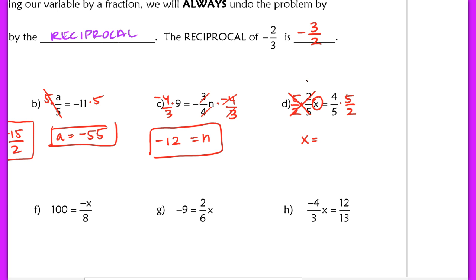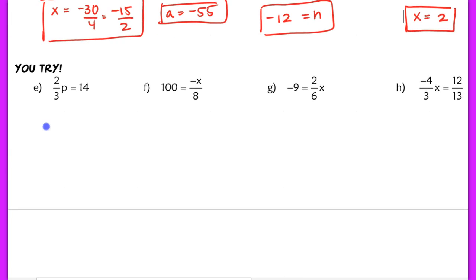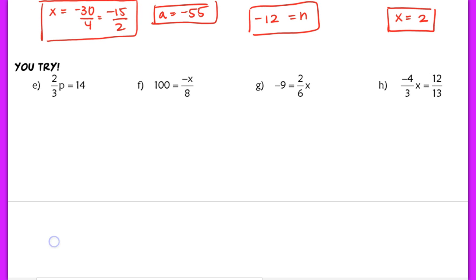On the right-hand side, I simply put that in my calculator, so I make sure I put 4 divided by 5 in parentheses, and then multiply that by 5 halves, which is also going to go in parentheses. When I do that, I end up with just 2. So please go ahead and try these next you try questions, E through H. Go ahead, pause the video, and try these ones.